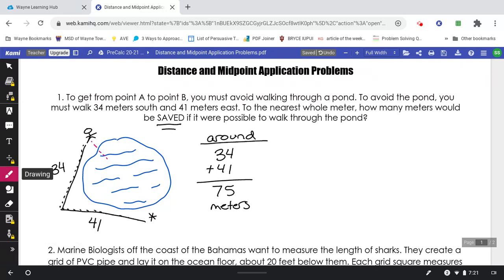If I was going to walk through the pond, it'd be something like that. There's your 90 degrees because it says south and east, so I know it's a right angle right there. Then I can set it up as, if I have to walk through the pond, that would be finding the distance. Think about which is going to be easier. Should I do the distance formula or the Pythagorean theorem here? Because I don't have any points like x, y, the best thing to do is use the Pythagorean theorem.